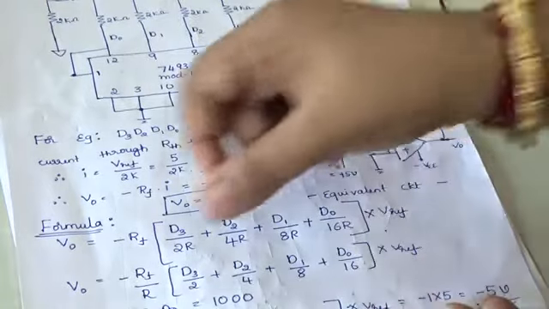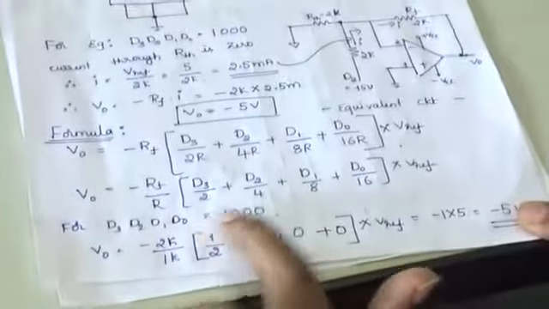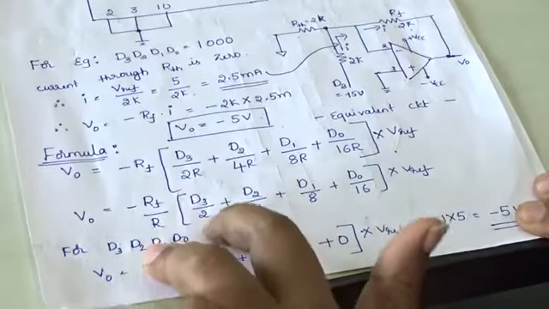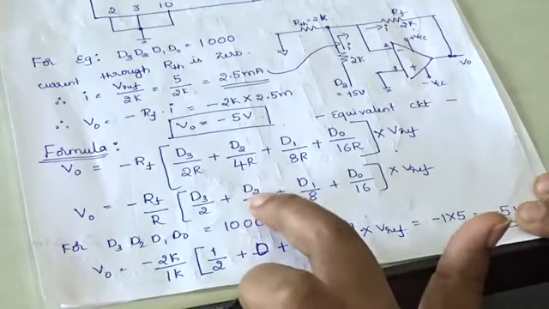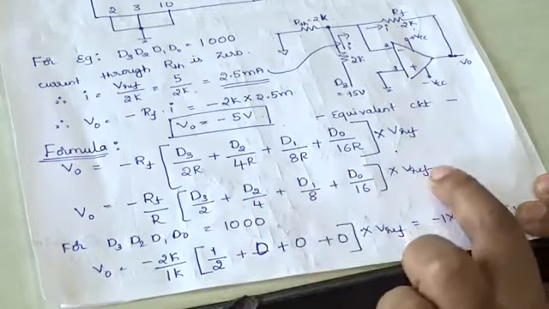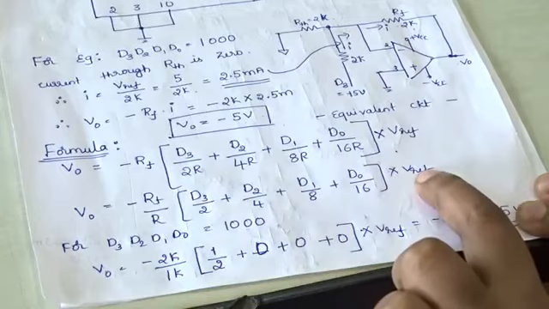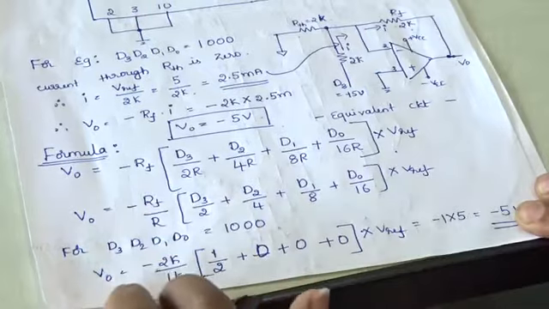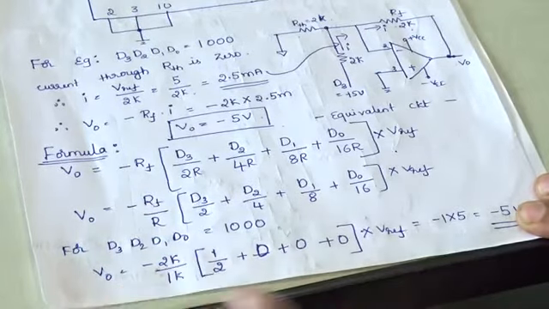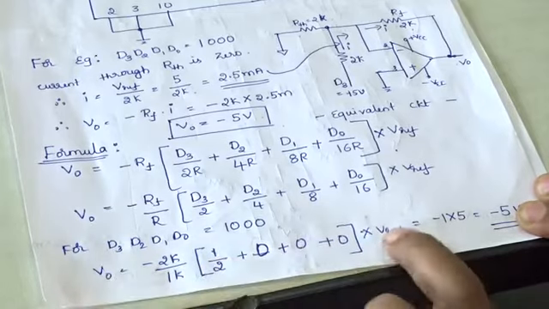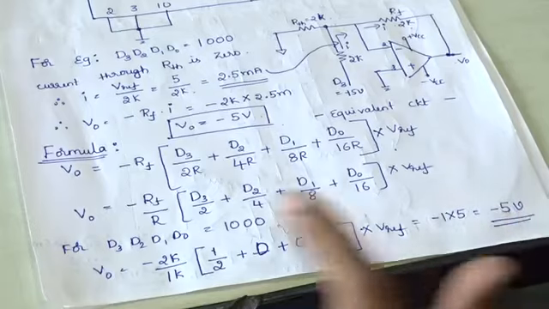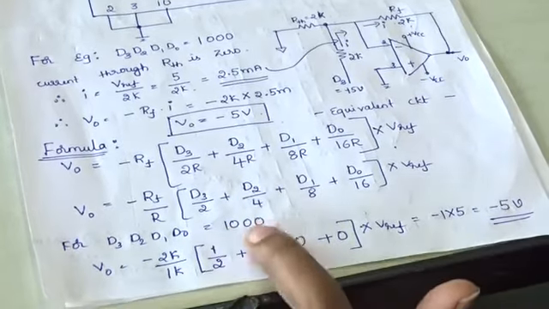That is the voltage given in the digital IC trainer kit, which is 5 volt. Using the equation, I solved the same example, considering D3, D2, D1, D0 as 1000. Whenever D3 is 1, this will be 1 by 2, and all the other terms will be 0. That into V reference, 1 by 2 into 5, that is 5 by 2. The resistor values are 2K divided by 1K, which is minus 2, so the 2 gets cancelled. What remains is 5 volt, the V reference. So it is minus 5 volt for D3, D2, D1, D0 equal to 1000.